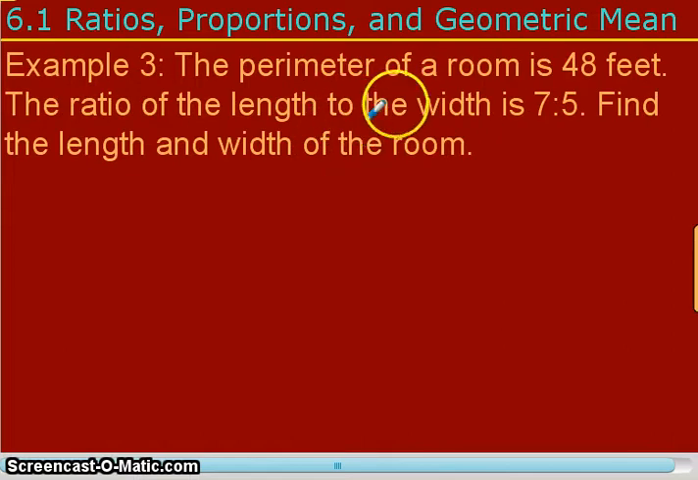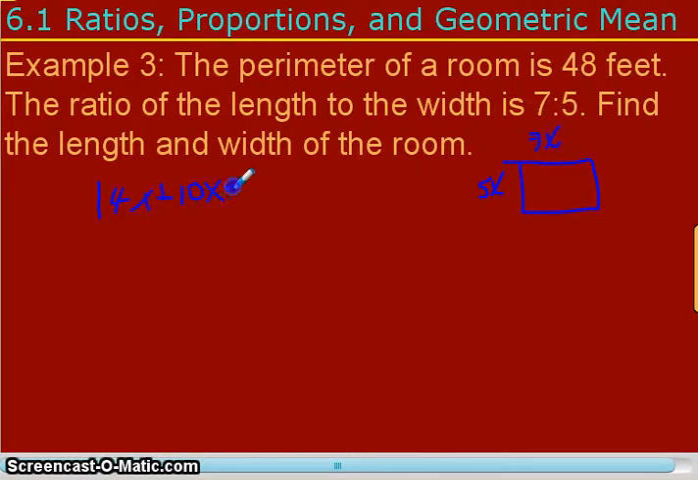Alright, let's move on. Here we've got the perimeter of a room is 48. The length to width ratio is 7 to 5. We're supposed to find the length and the width of the room. Well, to find the perimeter, I just add up all the sides. My ratio is 7x to 5x, and I have two of those. Like if I have a rectangle, then I'd have a 7x here, and I'd have a 5x here. So to find the perimeter, I'd have to add another 7x and another 5x. So I'd have a total of 14x from the 7s and 10x from the 5s.